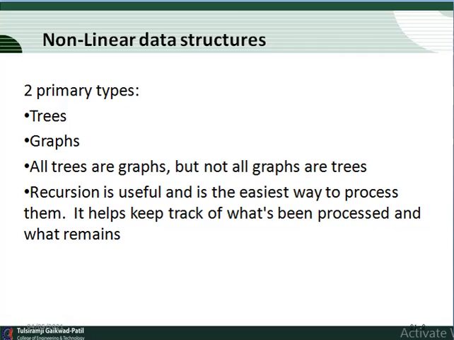All trees are graphs, but not all graphs are trees, because if certain edges are connected or not connected, ultimately it becomes a tree. That is the reason all trees are graphs, but not all graphs are trees. There are different types of graphs and different types of trees that we can search for and explain. Recursion is useful and is the easiest way to process them. It helps to keep track of what has been processed and what remains.